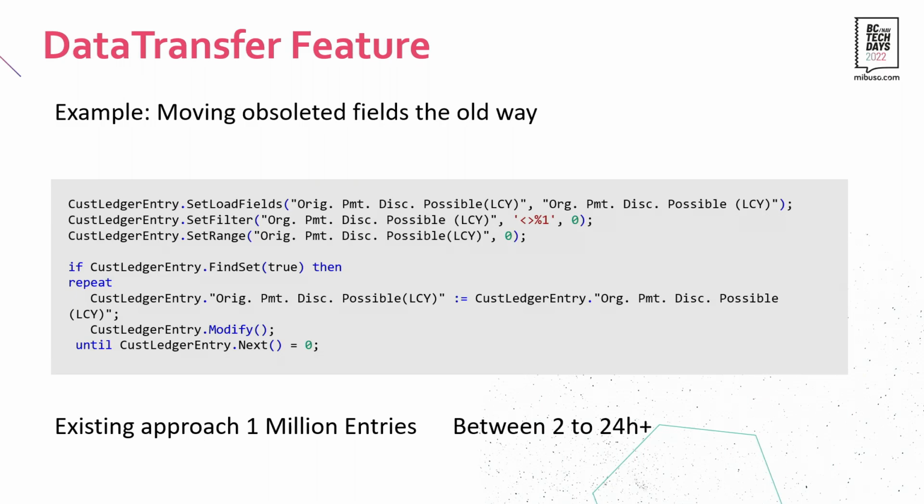The problem is that most of our long-running upgrade is actually being caused because we are moving obsolete removed fields onto the new fields. And we are doing it in an inefficient way by using the loopy solution, where you are looping over the entries and modifying them. The problem with this one is that it is rather slow. So if you want to update 1 million entries, it's going to take anywhere between 2 hours or 24 hours and more. The reason why it is fluctuating so much is because it depends on how strong is the SQL server, how many table extensions you have, and how many subscribers you have to the on-modify event. So it can be 2, 24 hours, or even more.